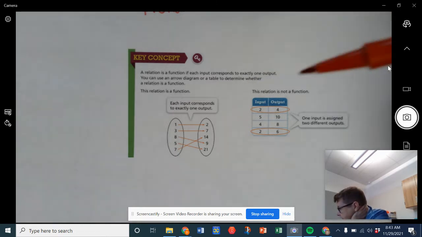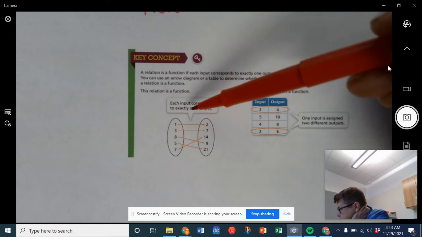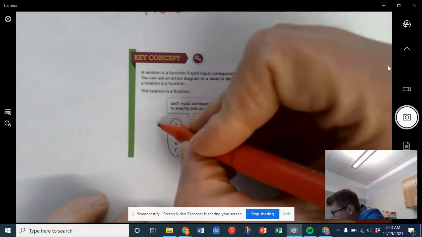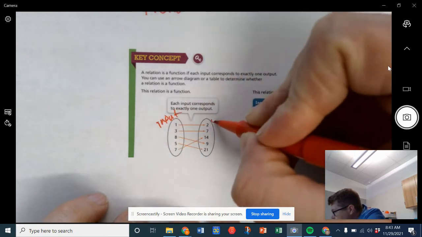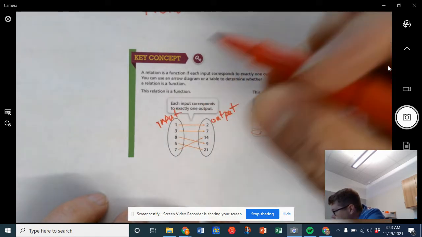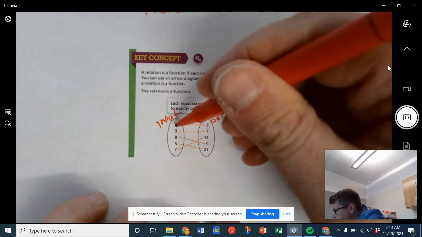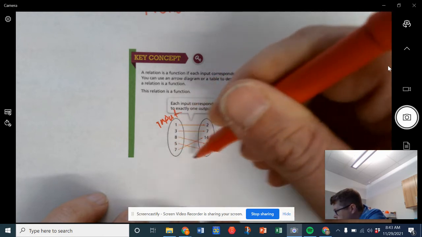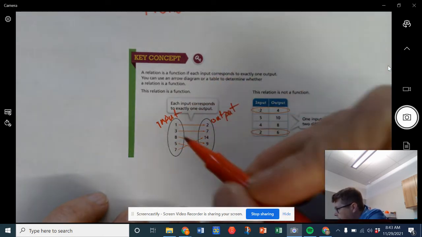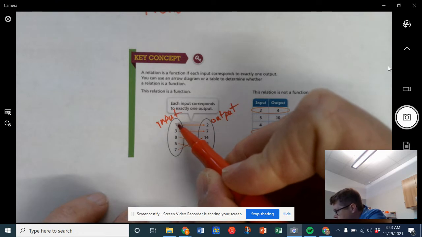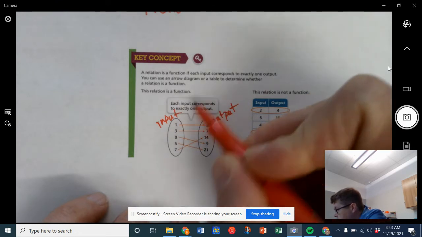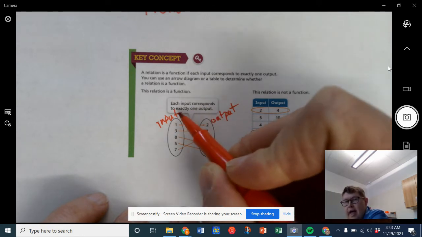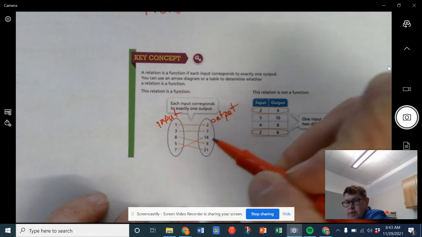The idea here is that each input corresponds to exactly one output, right? It's pretty easy to see on a mapping diagram because you can see your inputs here on the left, your outputs here on the right. Each input has one arrow going from it. If, for instance, the one had an arrow going to another number, then it would not be a function because you would not have each input corresponding to exactly one output. That one input would go to two different outputs, which is not what you want.